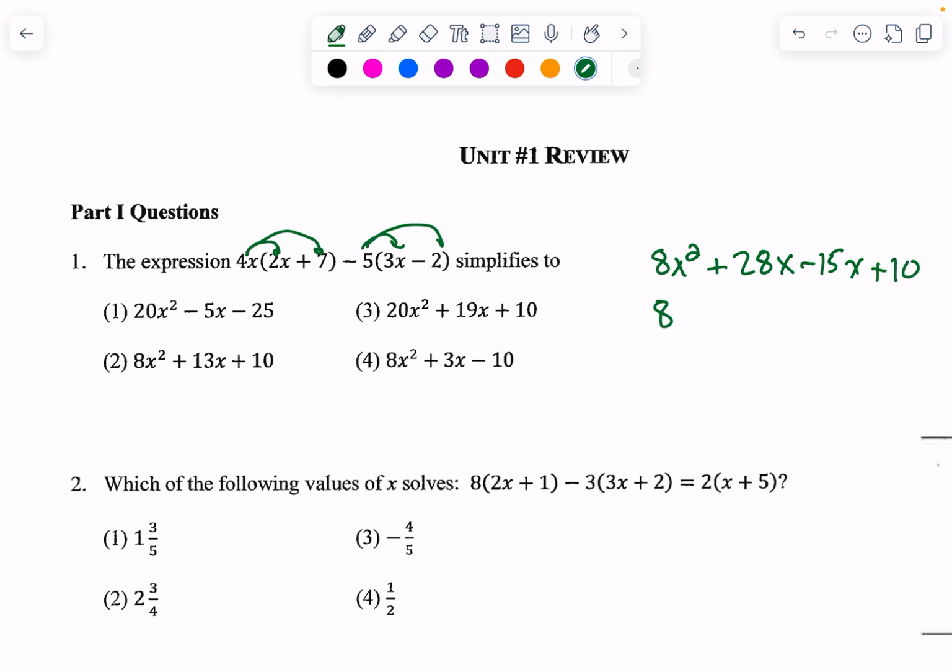All right, so the first term stays the same. And then we can combine these two terms here. 28 minus 15 is plus 13x and plus 10. So this was choice number 2.